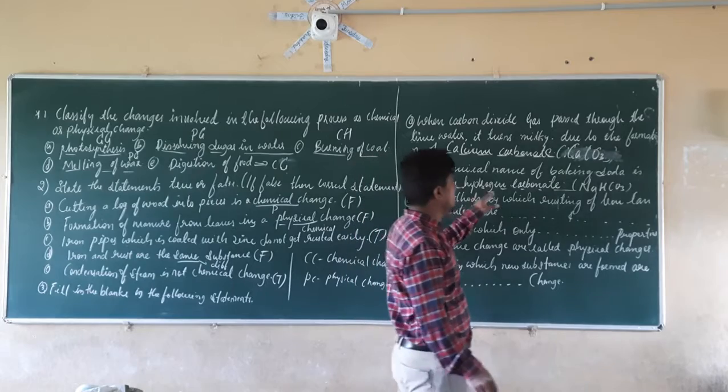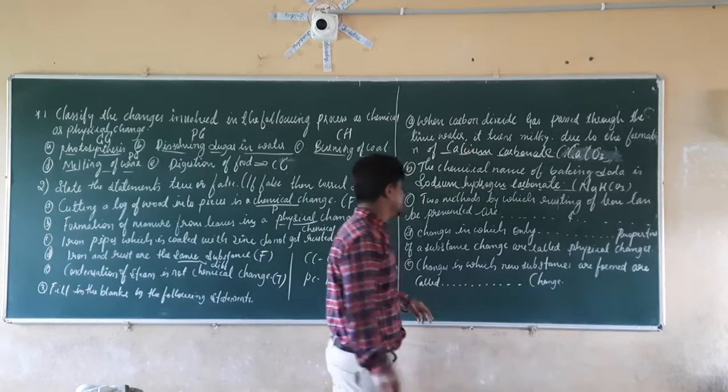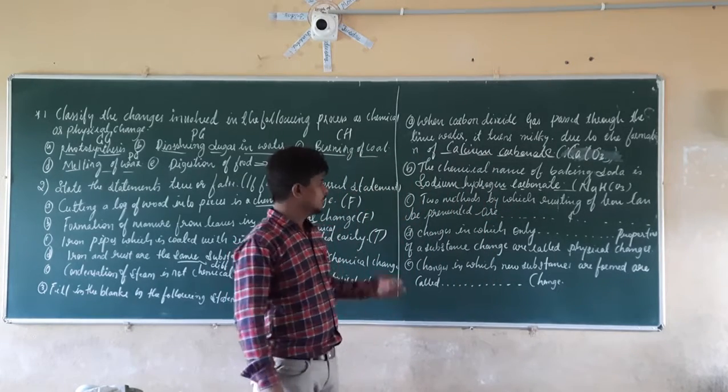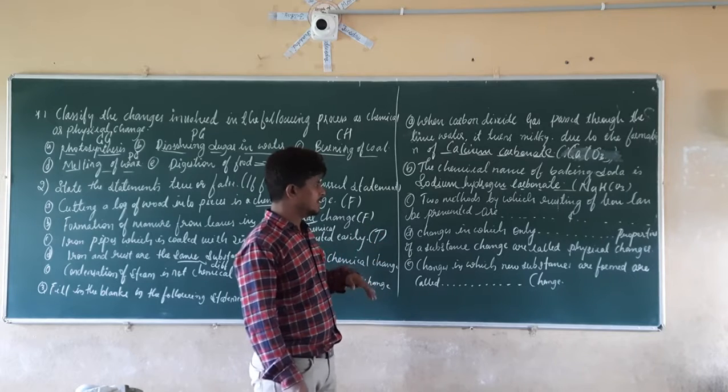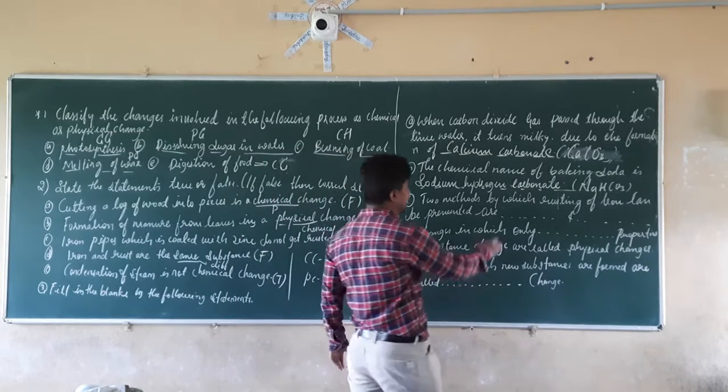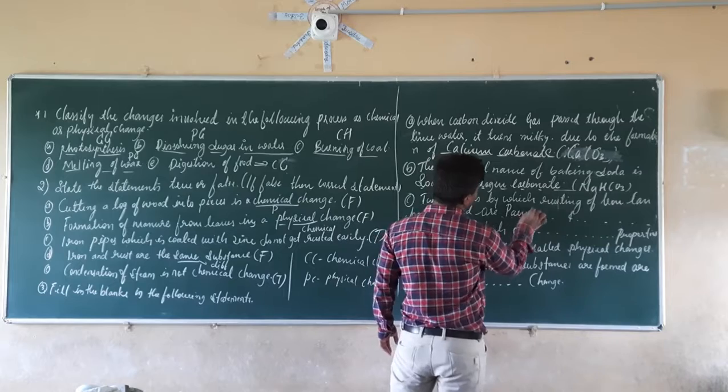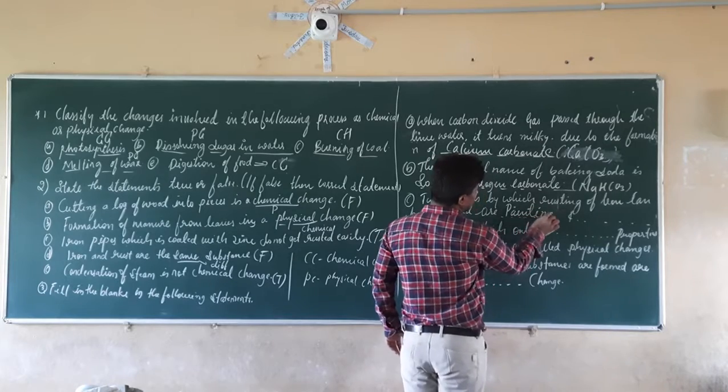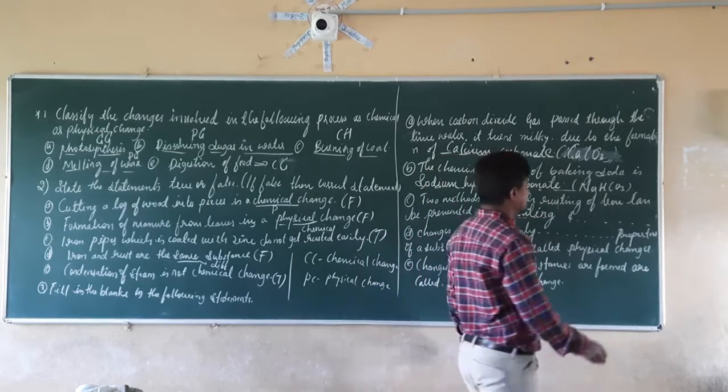Right. So next, question number C here. Two methods by which rusting of iron can be prevented are: the first one is painting. By painting we can prevent the rusting of iron. And the second one is galvanization.